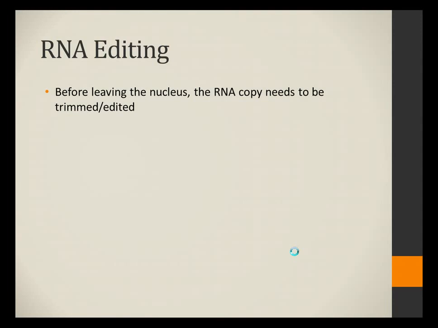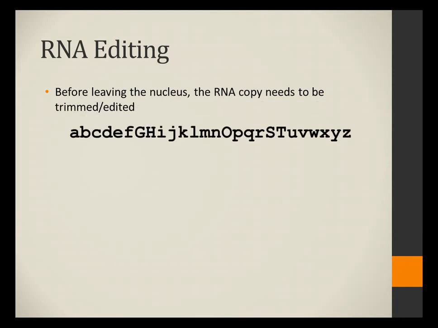Now, before it can actually leave the nucleus, that RNA copy needs to be trimmed or edited or kind of pruned down just a little bit. So right here I have the alphabet, and right now it doesn't really have information, but I've buried a word in here. And in order to get that word out, I actually need to remove things. So look for all the capital letters in there and look for the word that's in there. Well, if you took the time to actually do it, you'd notice that the capitalized letters spell out ghost.